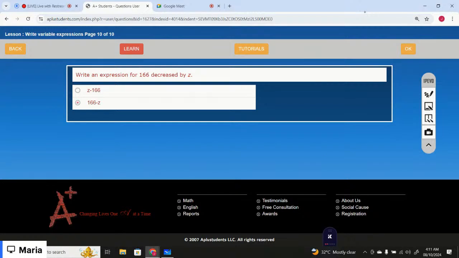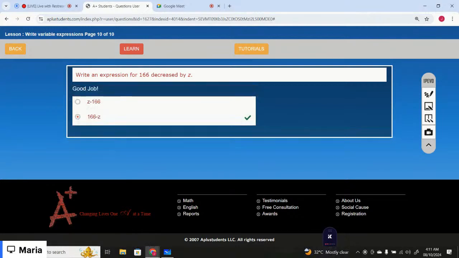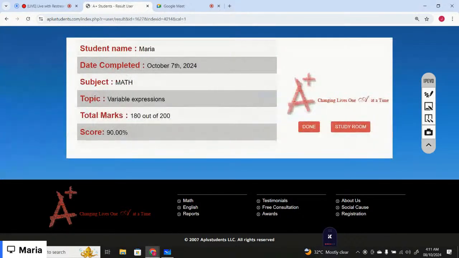That is 166 minus z. Option number 2 is the correct option. Okay, you can complete the lesson by yourself later today. Let me just move on to the next lesson.